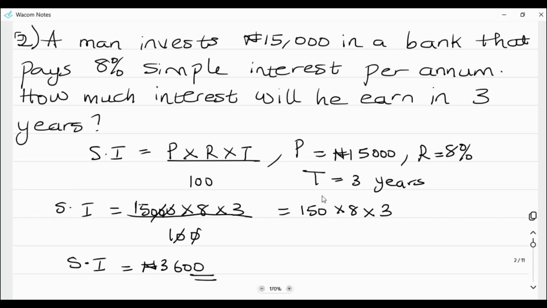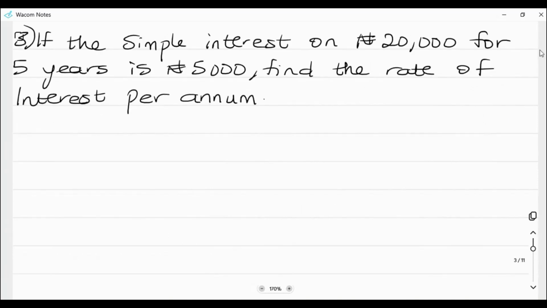Let's take a look at another example question. Alright, this question says, if the simple interest on 20,000 naira for 5 years is 5,000 naira, find the rate of interest per annum. So we are asked to find the rate. We are given the simple interest, we are given the principal, and we are given the years. We are to solve for the rate.